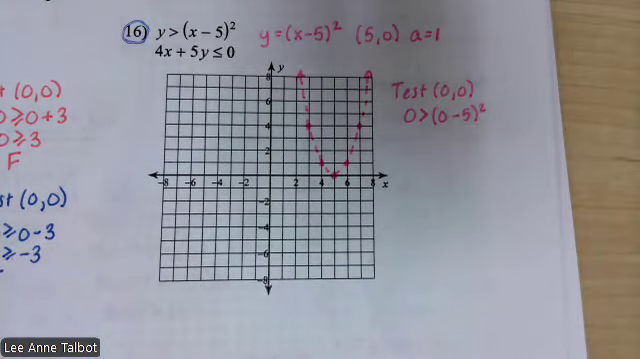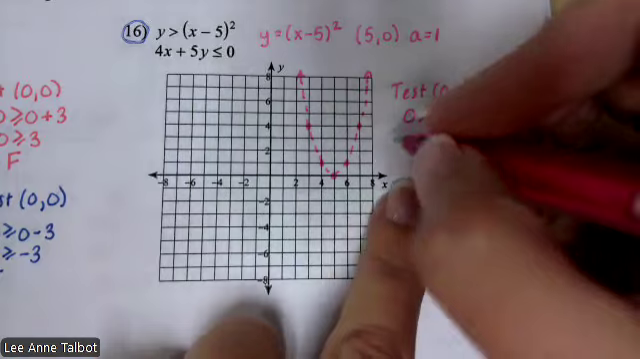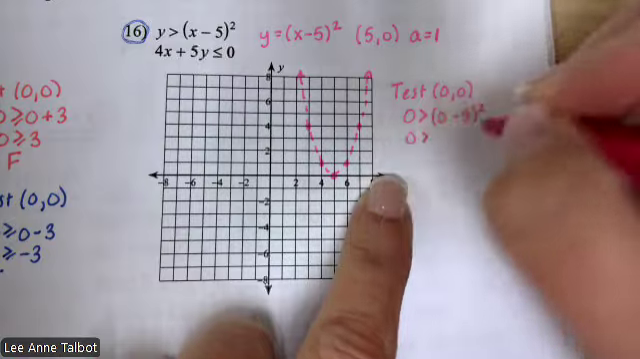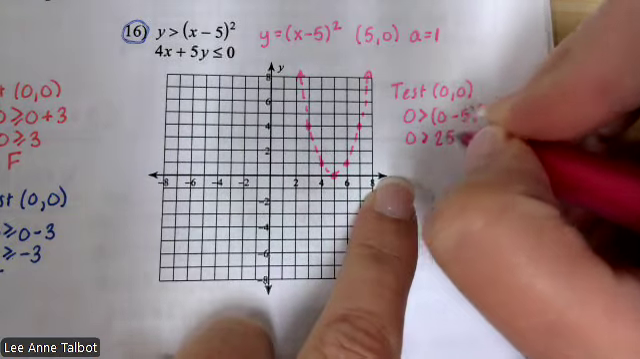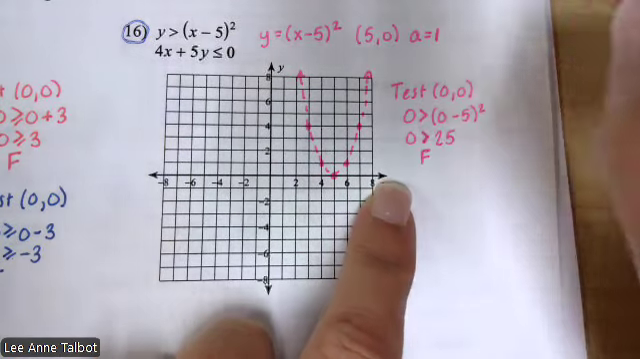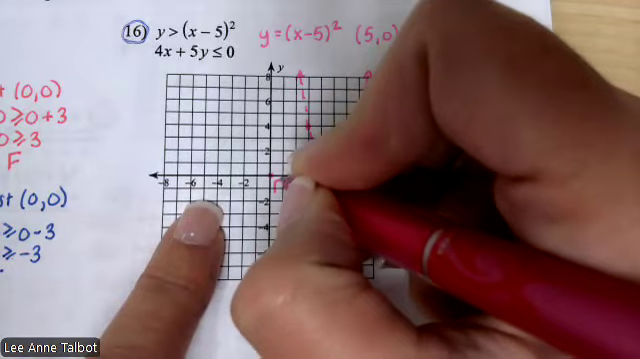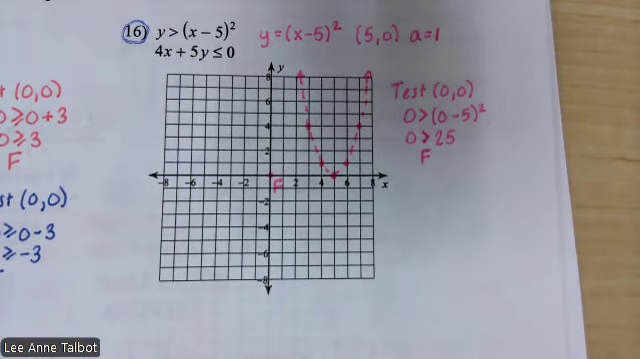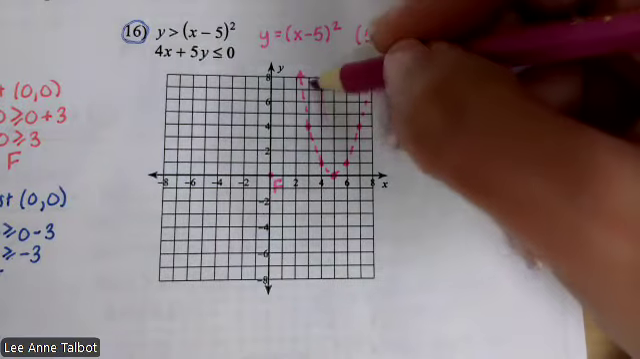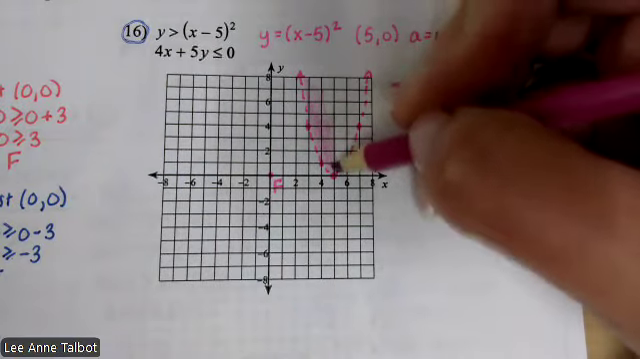On the freeway. Anyway, okay. So 0 is greater than 25. False. Okay, so that means it's false here. So where do I shade? Inside. Yeah, yeah, yeah. I can't get anything by you.